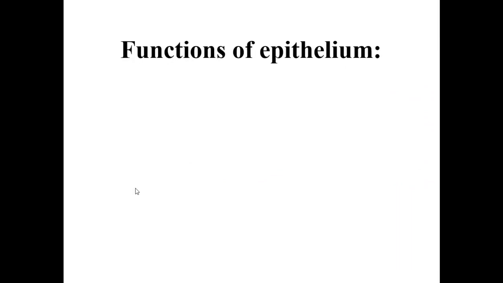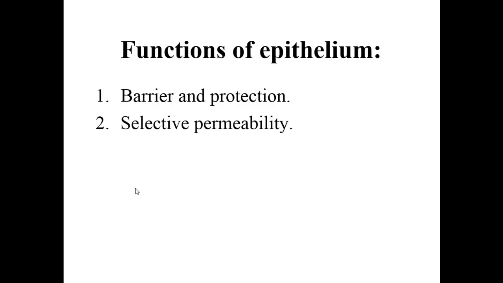So why do we need a tissue on the surfaces, inner or outer surfaces of our body and organs and so on? Why do we need this? Number one, and this can be exemplified by the skin, as a barrier and protection from microorganisms, from harmful sun UV light, dust, anything. Selective permeability, if it is on the inner surfaces of the kidney, it will selectively allow passage of substances.